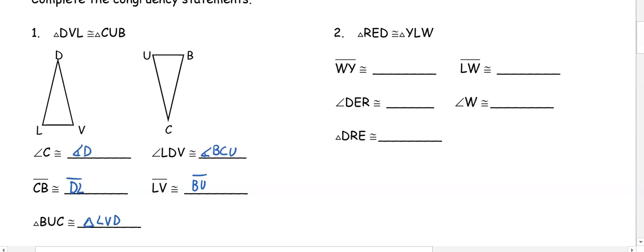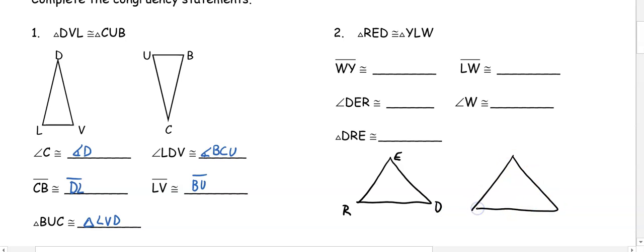In number 2, we're not provided a picture, which is okay. We can just use our letters. If you're somebody who's a visual person who likes to see the triangles, you can always redraw them. So I can name the first triangle RED. I'm going to draw the second triangle, and I know that Y must be in the same place as R, L must be in the same place as E, and W must be in the same place as D. So when we look at our names of our triangle, or we look at the pictures, WY is the third and first letter, so it must match with DR.